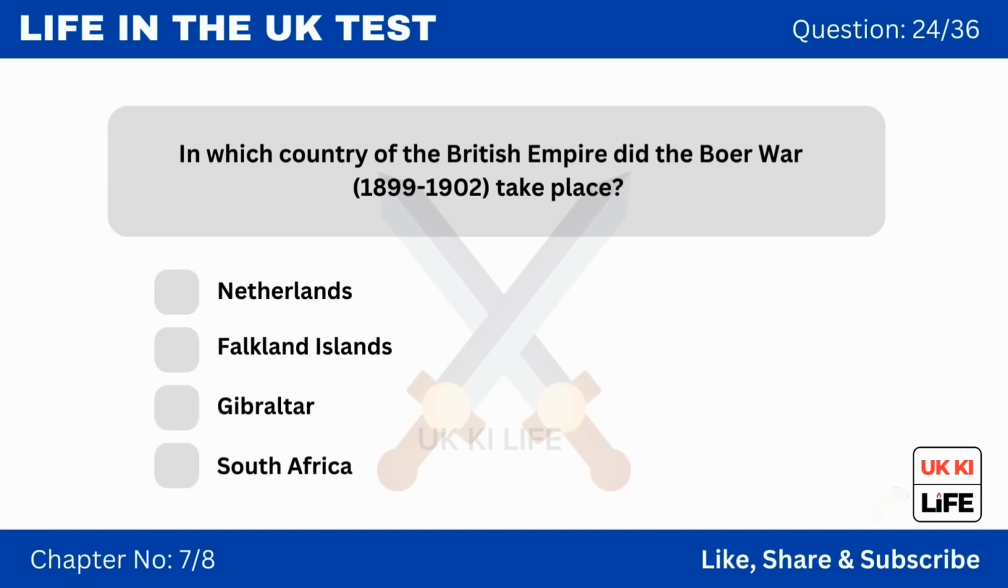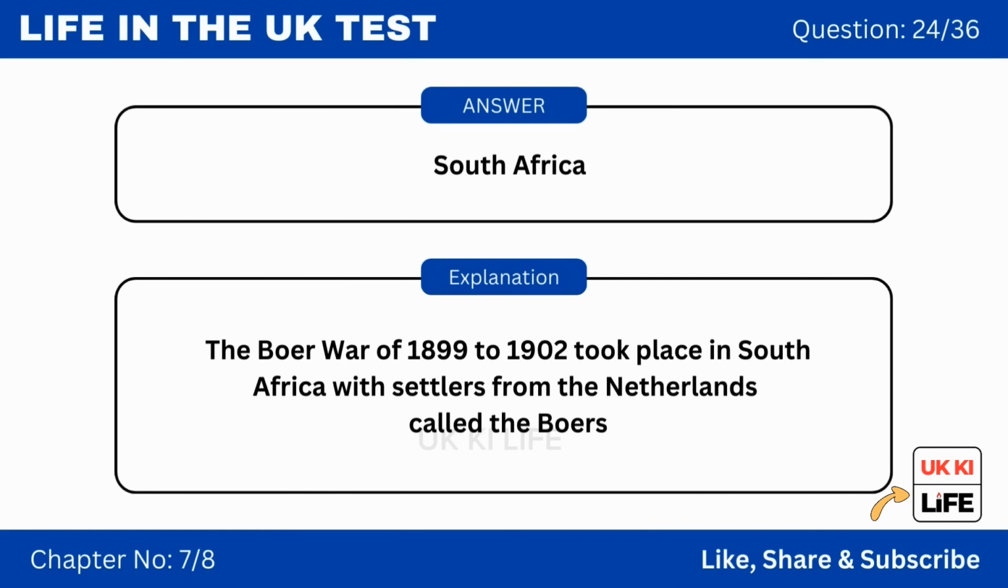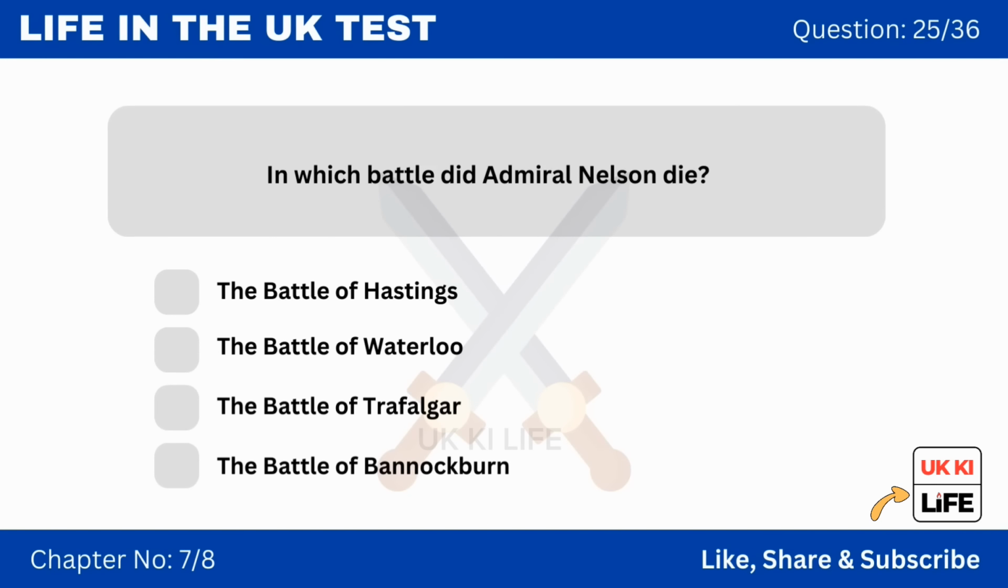The correct option is D. Explanation. The Boer War of 1899–1902 took place in South Africa with settlers from the Netherlands, called the Boers. Question 25. In which battle did Admiral Nelson die? The Battle of Hastings, the Battle of Waterloo, the Battle of Trafalgar, the Battle of Bannockburn.